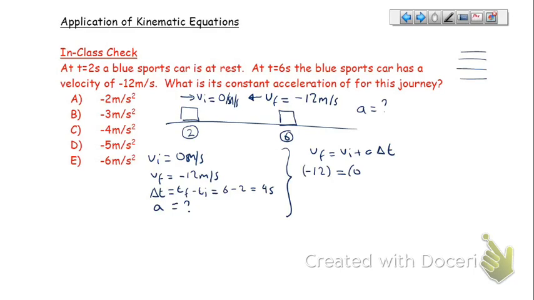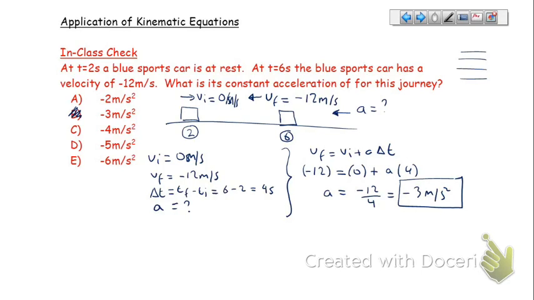And then this is going to be 0 plus A, which is what I want, times delta T, which is 4. So rearranging, A is equal to minus 12 over 4, which is minus 3 meters per second squared. Minus 3 meaning that it's pointing in that direction. The minus is significant. It's a direction.